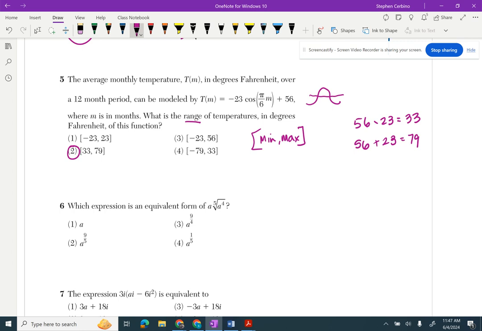Say you forgot that. You could totally graph this, make sure that you're in radians on Desmos, and you should be able to see that the graph goes down to a minimum value of 33 and then up to a maximum value of 79.